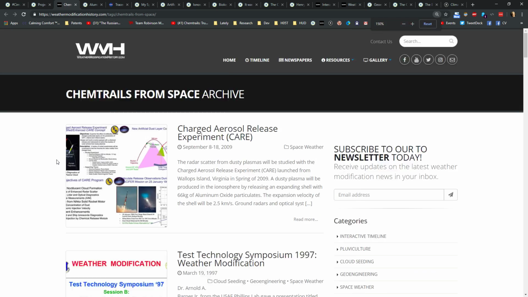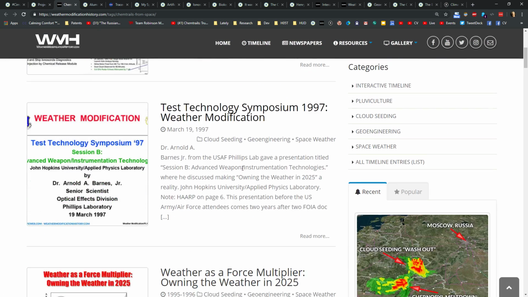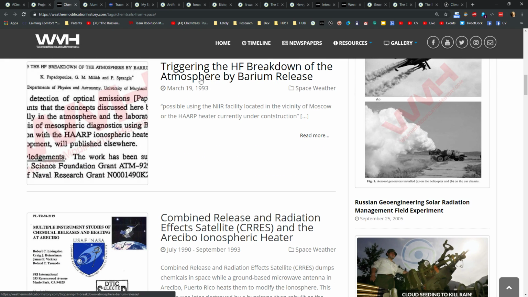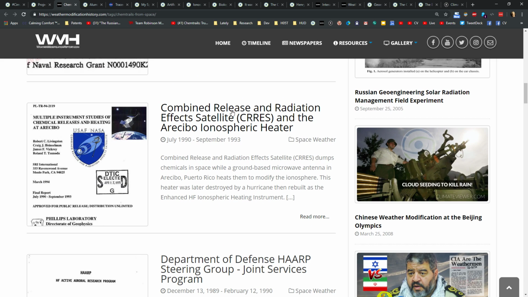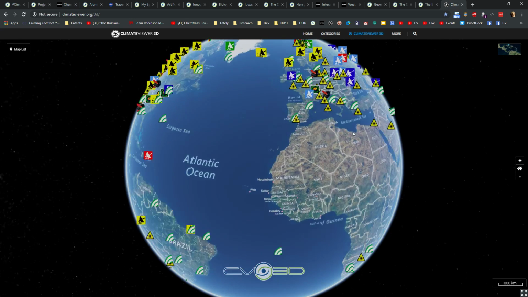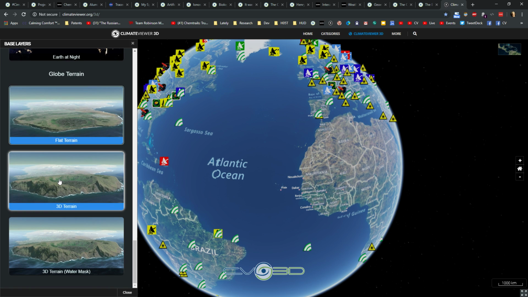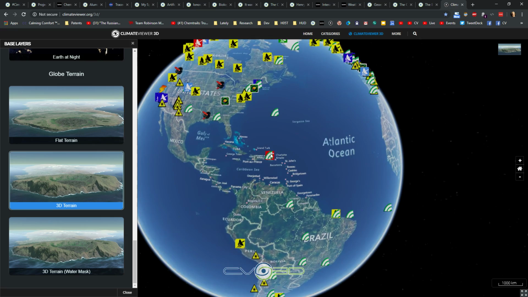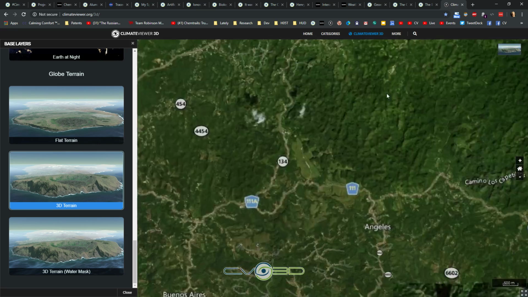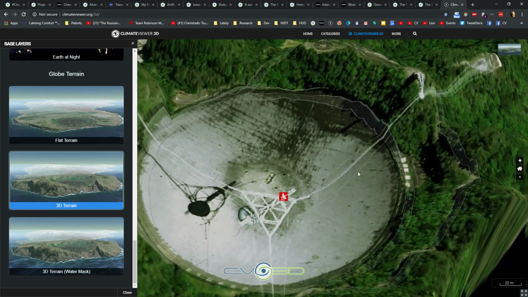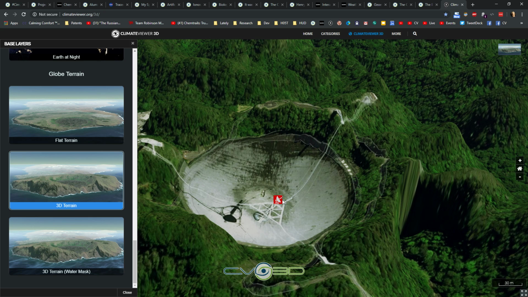And you can see things like the charged aerosol release experiment, owning the weather in 2025, triggering the high frequency breakdown of atmosphere by barium release, combined release and radiation effects satellite CRRES and the Arecibo ionospheric heater. Oh, if you don't know what the Arecibo ionospheric heater is, why don't we show you that? I'm going to scroll down here real quick and make it 3D because it looks so much cooler in 3D. And the Arecibo heater is right here. And there it is. And that's the one from James Bond, the big bowl that has the catwalk over top of it.